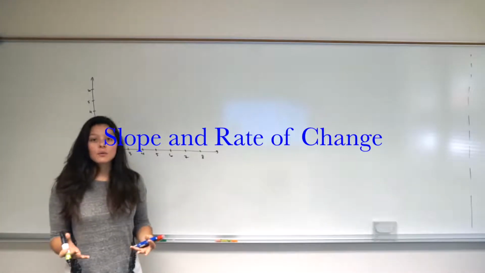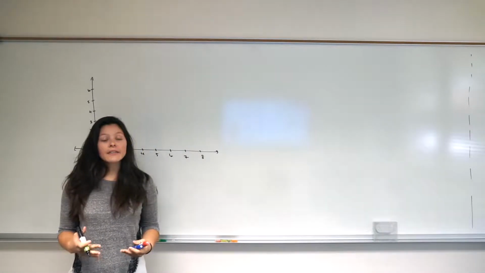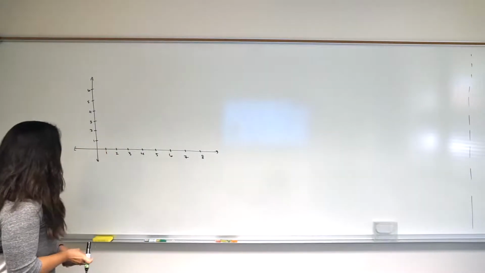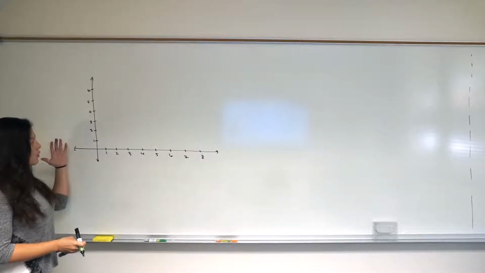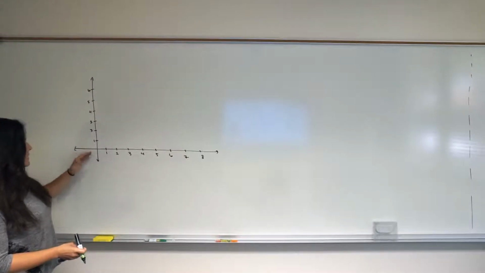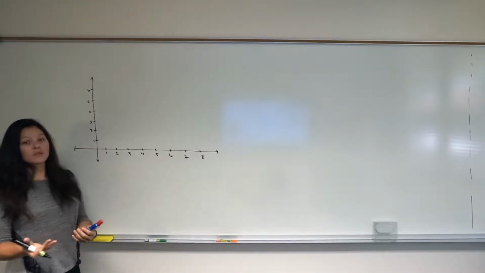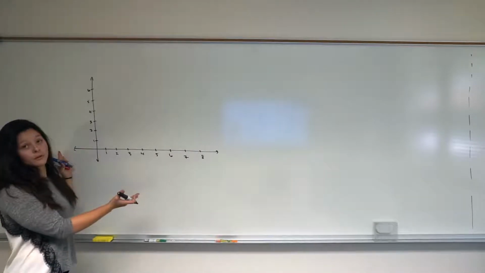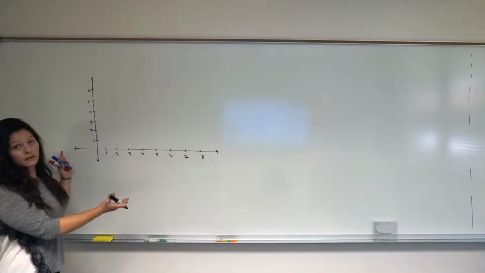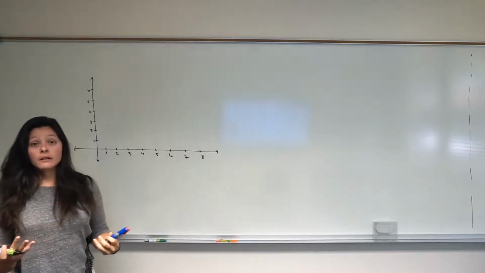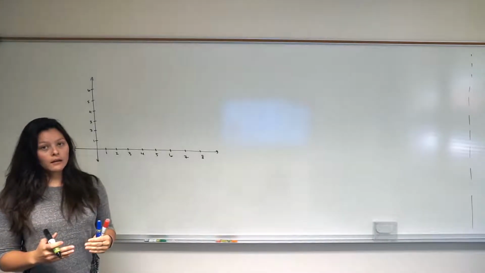Okay, so in this video we're going to talk about linear functions and their slope. Say we have this coordinate plane here, a horizontal axis and a vertical axis. And let's say I ask you to help me graph or draw a line on this coordinate plane. Now in math, when we talk about a line, we're talking about a straight line.